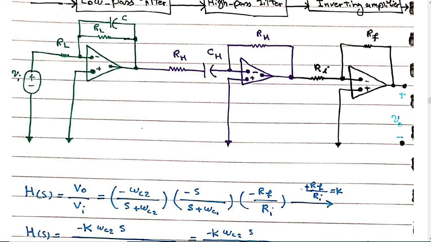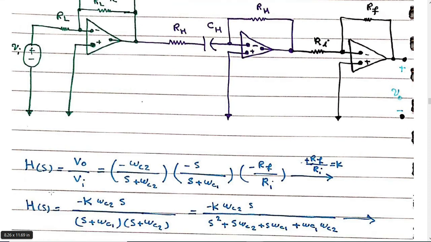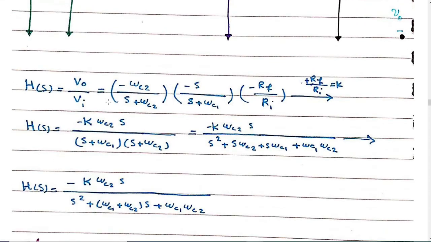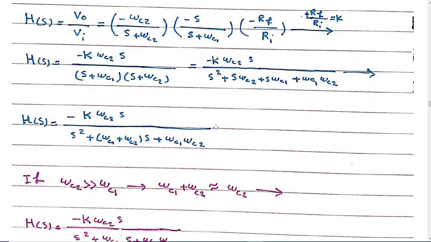The relation between V out and Vi, which is our transfer function. Is that clear? Just rearrange the circuit equation. This is the transfer function.